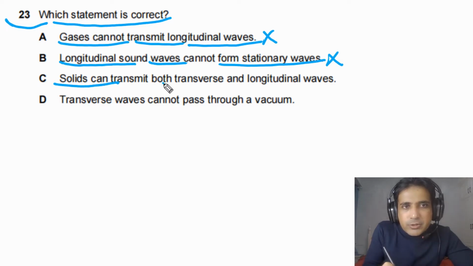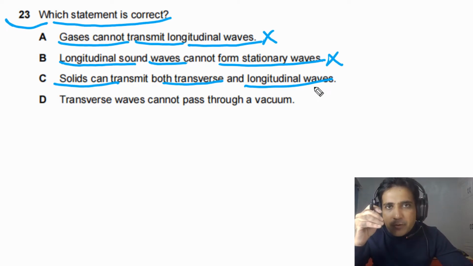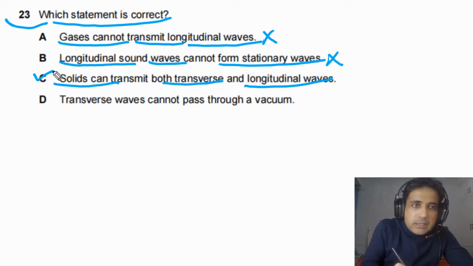Option C: solids can transmit both transverse and longitudinal waves. This is true, because transverse waves and longitudinal waves are mechanical waves, they need a medium to travel, so they can pass through solids. So option C is correct.